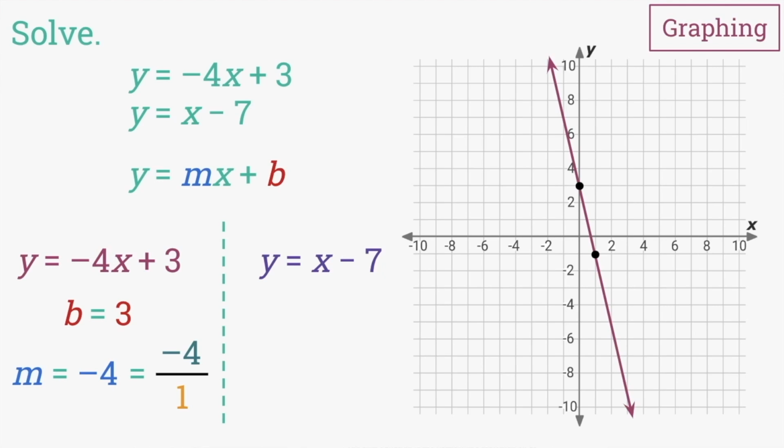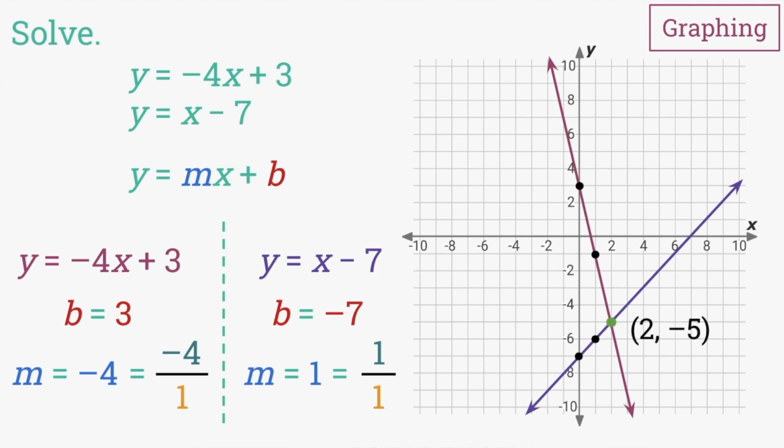All right, now we'll graph our second equation. The y-intercept is negative 7, and the slope is 1, or 1 over 1. So starting at y equals negative 7, we'll move up 1 and to the right 1, plot a point, and connect the points with a line. Now we have our graph of y equals x minus 7. Great! Do you see where the two lines intersect? Right here at the point (2, negative 5). So the solution to this system is the point (2, negative 5). Awesome work! Let's try another one.